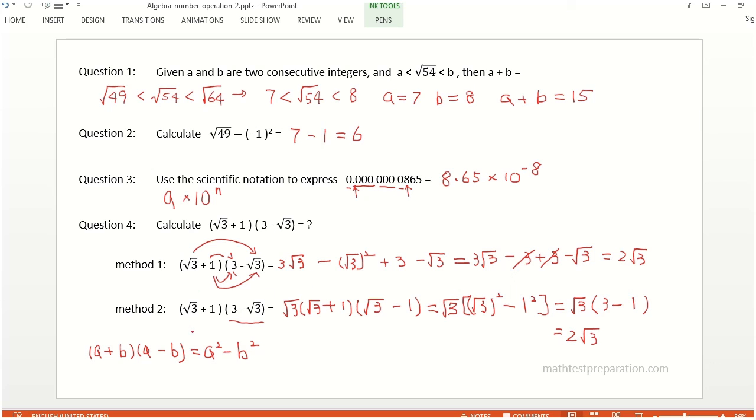Now we have two methods to solve this problem. Get the same answer, 2 times square root 3.